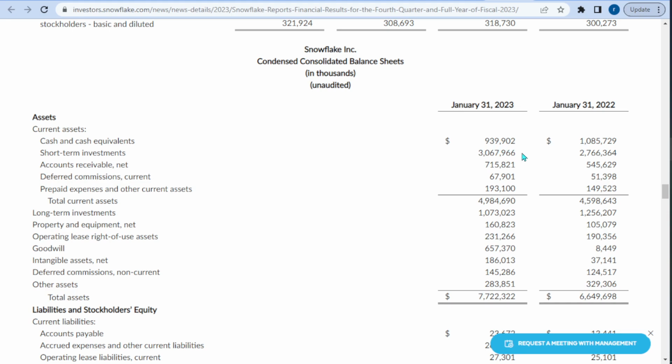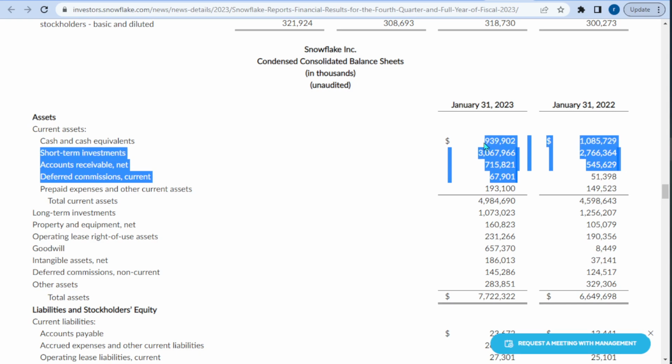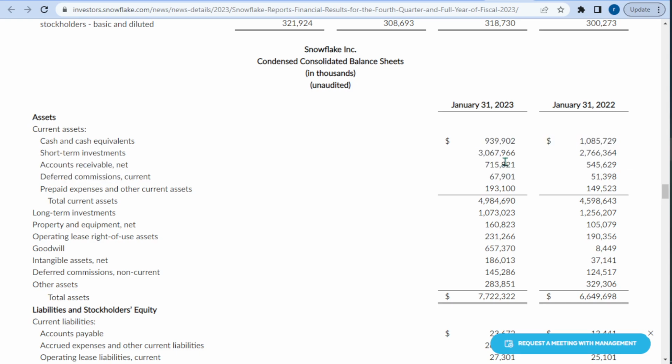So they have about $3.68 billion here. And right here in the prior year, they had $2.76 billion. Also keep in mind that interest rates have gone up. So that also contributes to why their interest income was a little bit higher. Now, accounts receivable, this is about $715.8 million. Deferred commissions, current, 68 million. So if we're adding up all of these very liquid assets right here, then that amounts to something very close to 5 billion here.